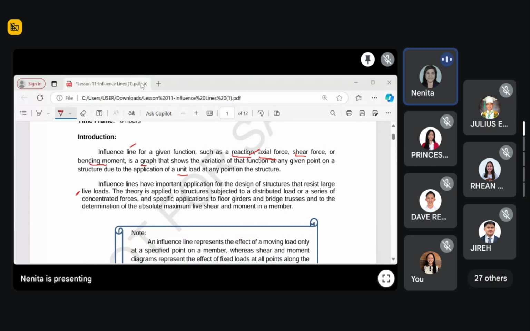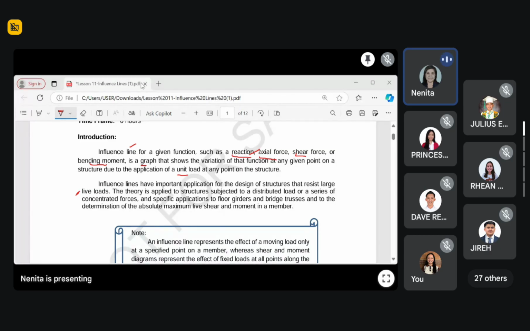By next week, Tuesday, we will have the second lesson, the second topic, on influence diagrams and their application. Today we are still on the establishment of influence lines. Next Tuesday we will be on application. Then Thursday, I will give you a short quiz on influence line diagrams and their application.